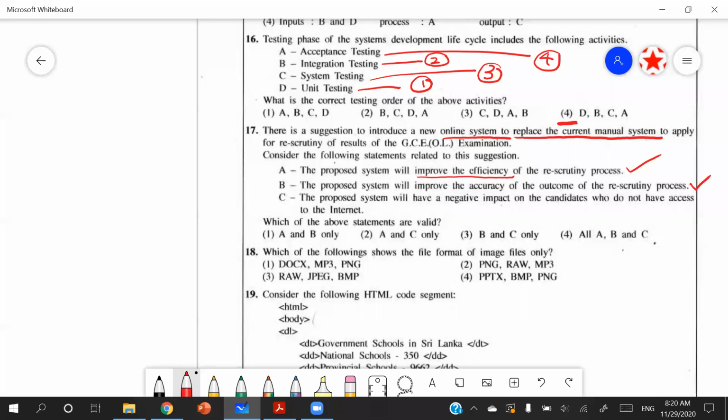The proposed system will have a negative impact on the candidates who do not have access to the internet. And hold on. It is saying it's applying. Yes. The proposed system will have a negative impact on the candidates who do not have access to the internet, definitely, because it's an online system. To access the online system, you should have the internet. So if you do not have the internet, that means it's going to impact you negatively. It's going to be a disadvantage for you. So that's correct as well. So everything can be taken as the correct answer.